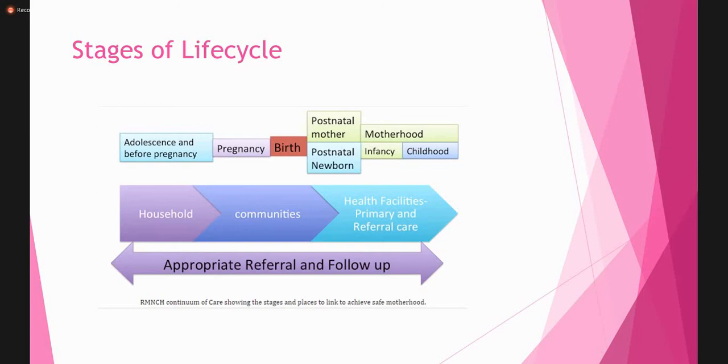and to prevent the maternal death, and then giving a safe motherhood to the mother, and the infant is given all the vaccines and taken care of, so that the child is not malnourished, and the appropriate referral and follow-up, that is from household to community health centers, and from health facilities, the primary and referral care. So these are the links to achieve the safe motherhood.